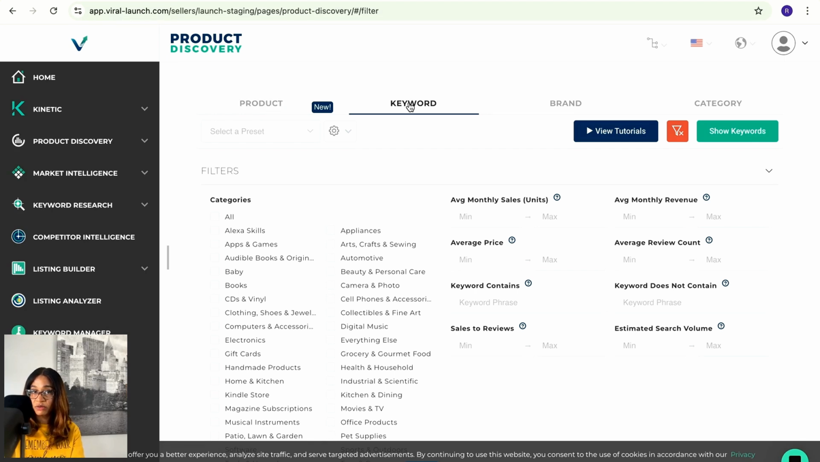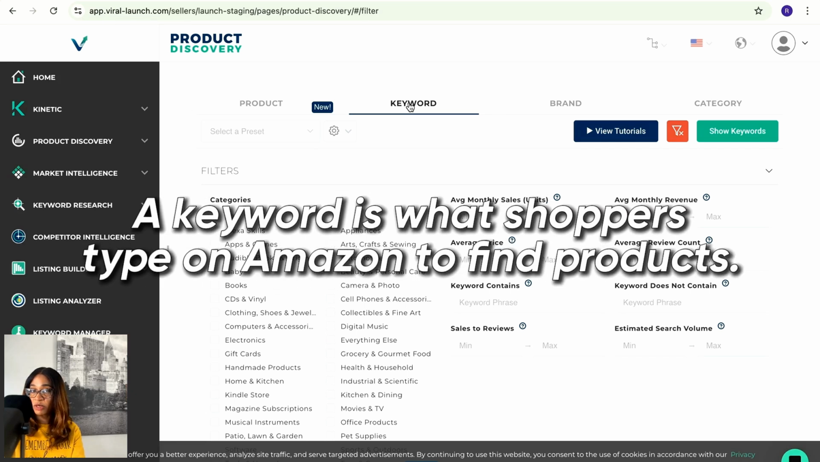So what we're looking for is a keyword search. So what is a keyword? A lot of people get confused about that. A keyword is what people use to find products on Amazon. So I like using the example of a pencil, right?